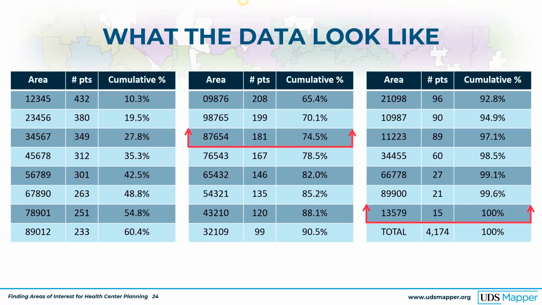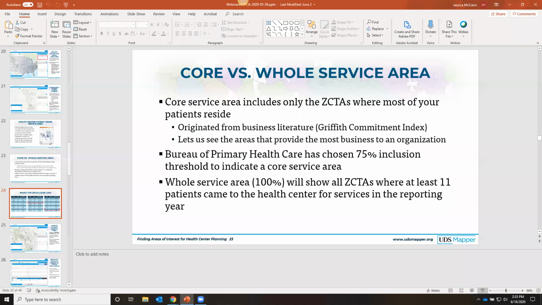Each zip code added will have fewer and fewer patients. In this example, the next 12 zip codes actually have fewer total patients than the first 3. And on the Bureau of Primary Healthcare website service area map, the light blue areas that we saw show up to 100% of patients. And this only includes ZCTAs where the health center saw at least 11 patients. So I'll just go ahead and go back to the mapper then.